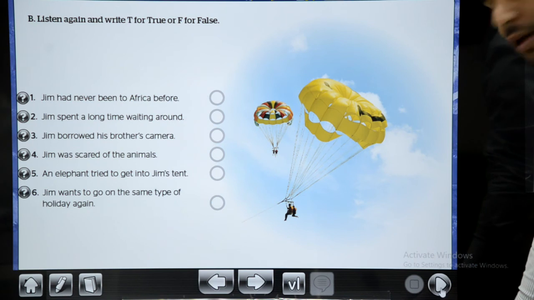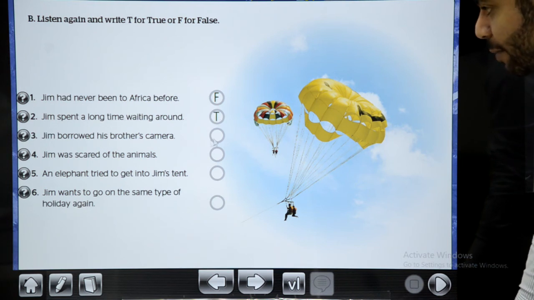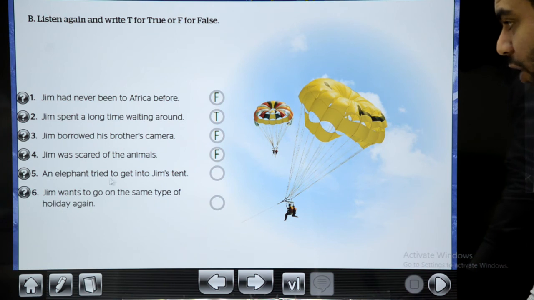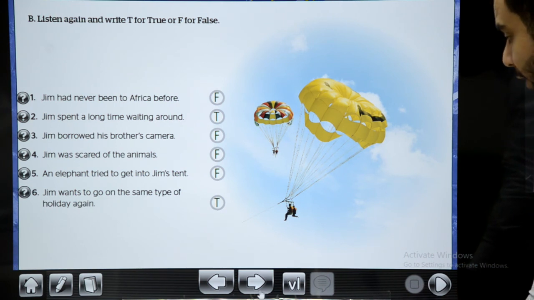Okay, gentlemen. Now we have true or false questions. Number one, Jim had never been to Africa before. False. Jim spent a long time waiting around. True. Jim borrowed his brother's camera. False. Jim was scared of the animals. False. An elephant tried to get into Jim's tent. False. Jim wants to go on the same type of holiday again. True. Okay.